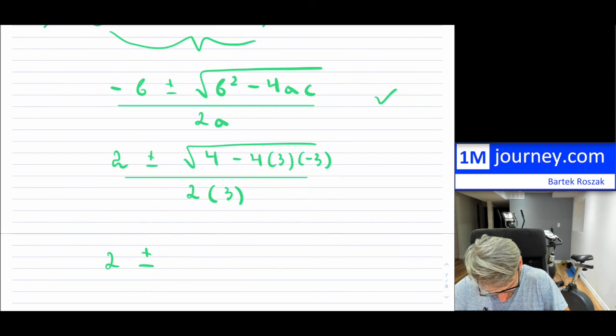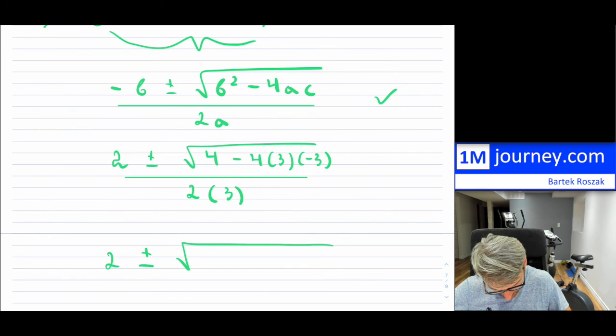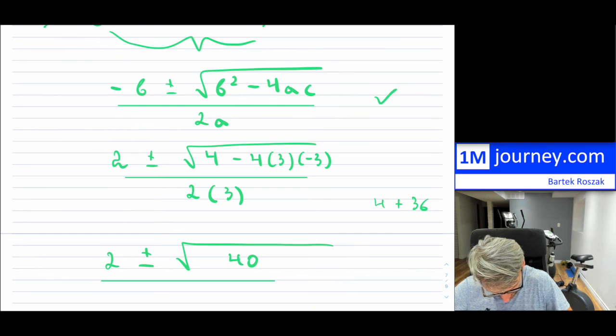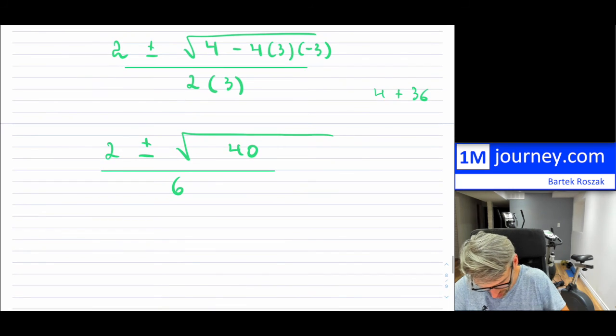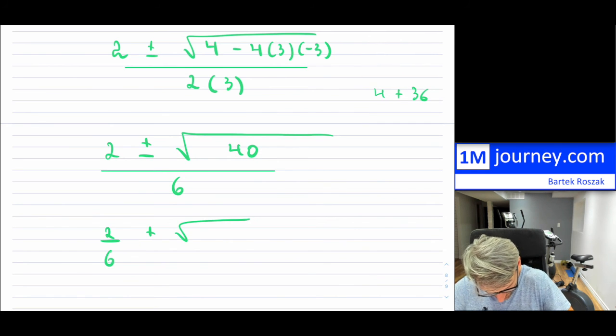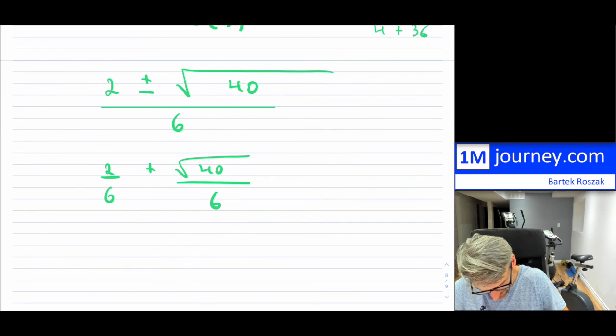Okay, so what does this give me? I want to know this radical. So 4 minus, that's minus minus, so that's plus. So 4 plus 9 times 4, 36. So this is going to be 40. Oh man, this doesn't even work out very nicely. Okay, and then 6 at the bottom. So you have 2 over 6 plus minus. Okay, let me just do plus first. Plus the square root of 40 over 6. That's one of the values of x.